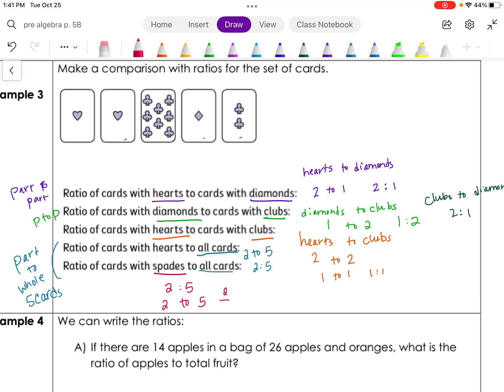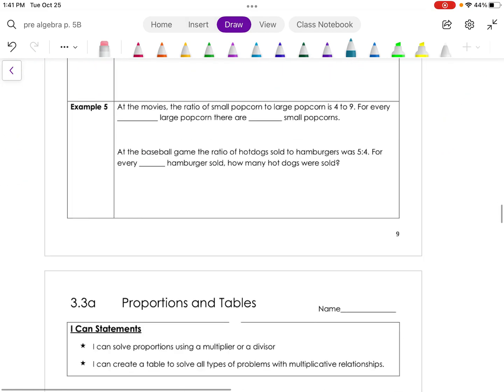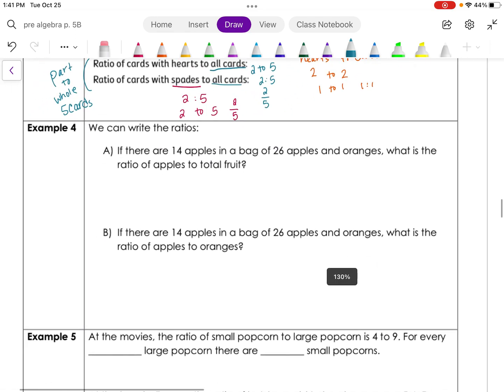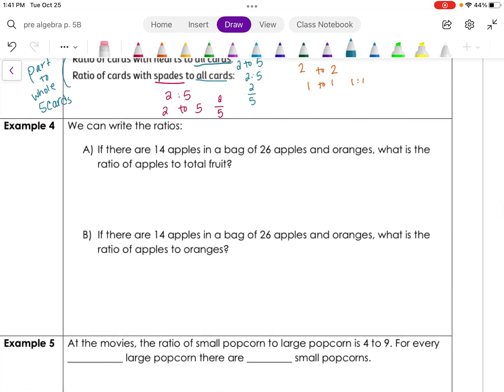Now, since these are part to whole, we could also write this as a fraction, 2/5. Same for our hearts to all cards, we could write as 2/5. All right, a couple more examples here. 2 more examples. We want to write the ratios.